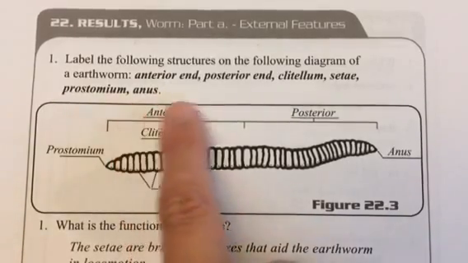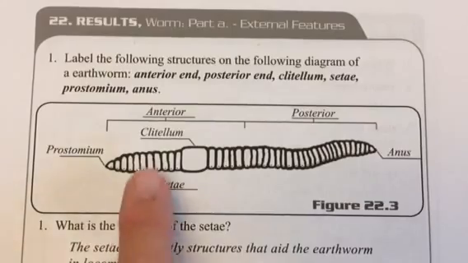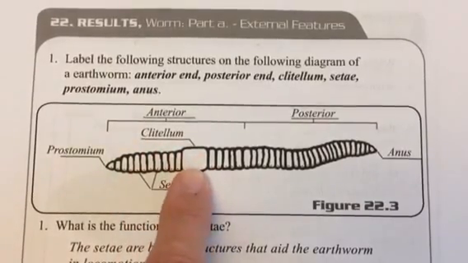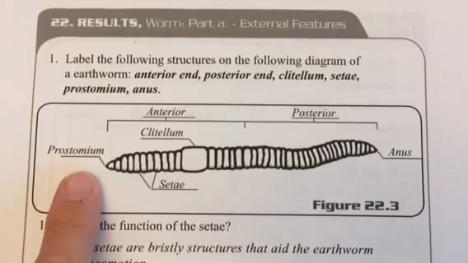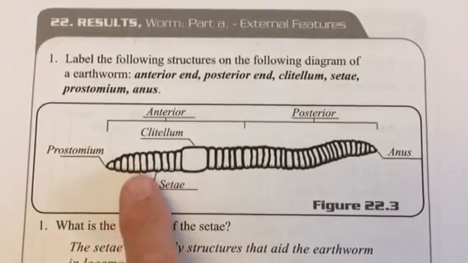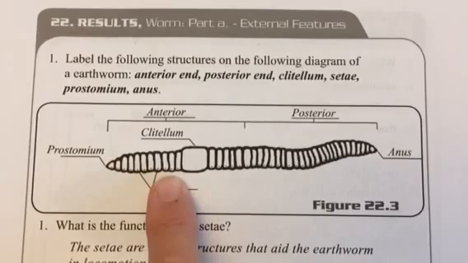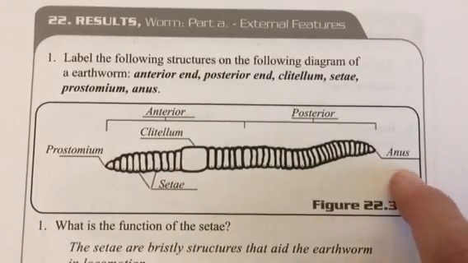So they're looking for anterior end, which is the front, and the posterior end, which is the back. The clitellum, which is the band in the middle. The prostomium, or the mouth, in the front. The setae, which are your little bristle-like things on the bottom anterior, and the anus.